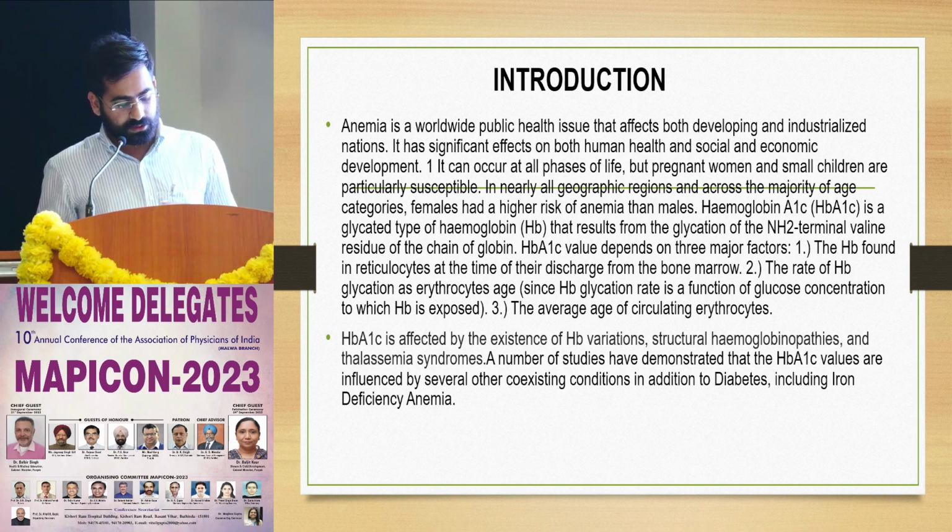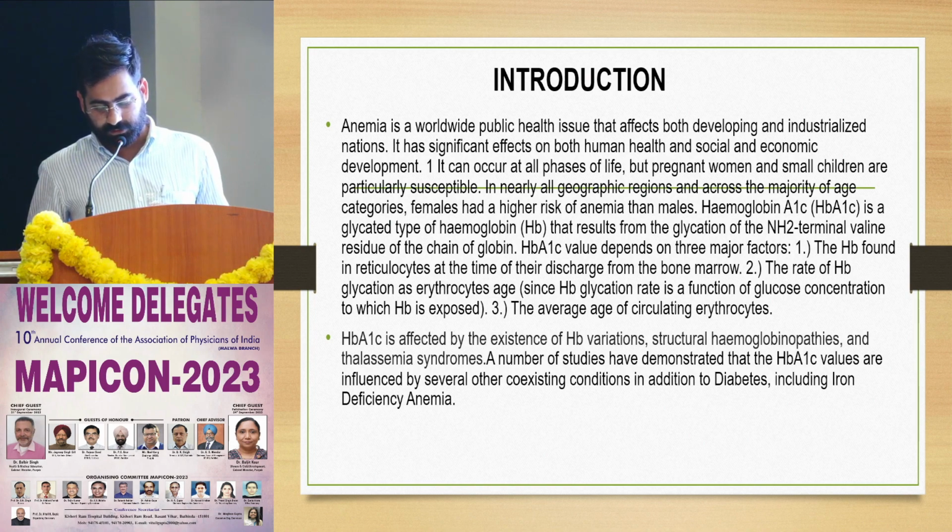HbA1c is a glycated type of hemoglobin that results from glycation of NH2 terminal valine residue of beta chain of globin. HbA1c value depends on three major factors: the HbA found in reticulocytes at the time of their discharge from the bone marrow, the rate of HB glycation as erythrocytes age, since HB glycation rate is a function of glucose concentration to which HB is exposed, and third is the average age of circulating erythrocytes.